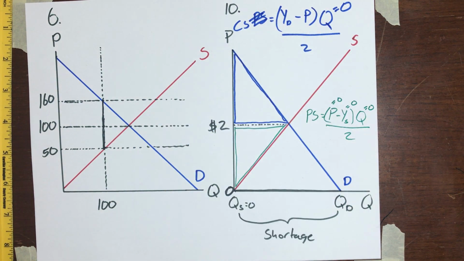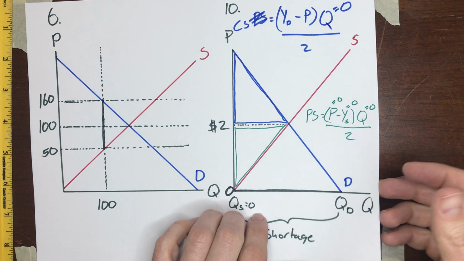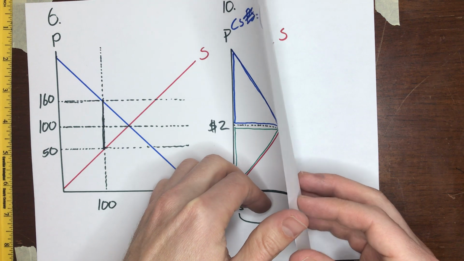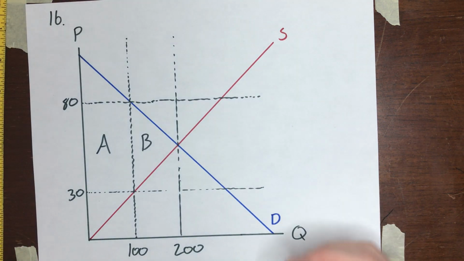Consumer surplus follows that formula. That's problem 10, and that brings us to the final problem that I'm going to talk about from chapter 8. That's problem number 16.